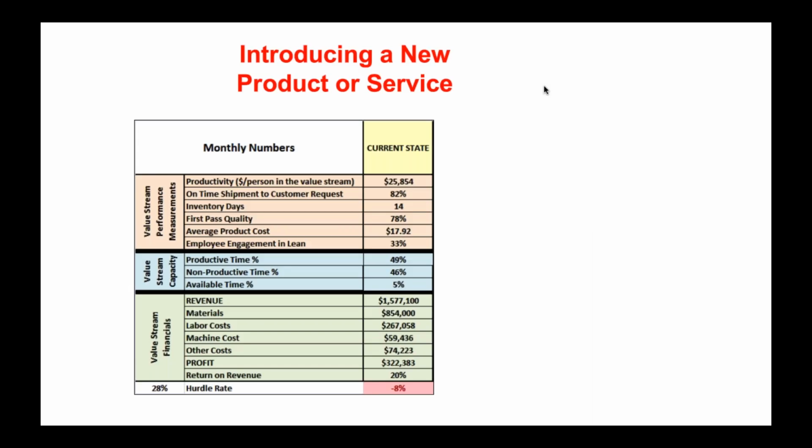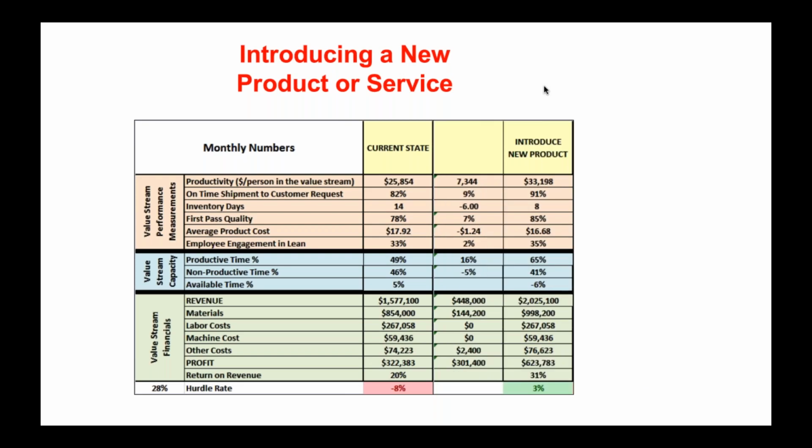So here's an example. We have a current state box score. We want to introduce a new product. And you can see from a financial standpoint, we add $448,000 of revenue. Our material cost is a variable cost and it goes up. And a few other variable costs go up. So we know our costs are going to go up. But as you can see, we run out of capacity. We don't have enough capacity. So we have to determine how much capacity needs to be added to meet this level of demand.